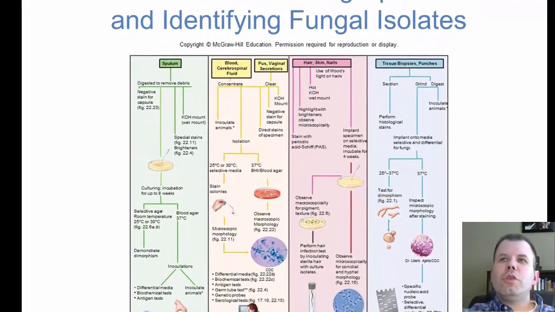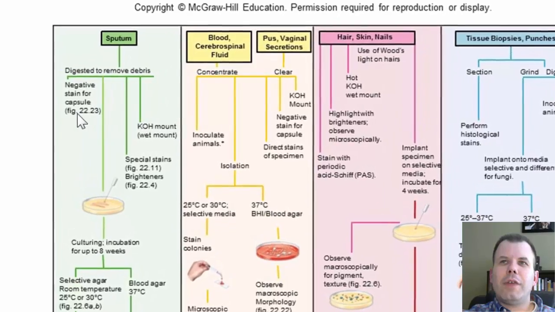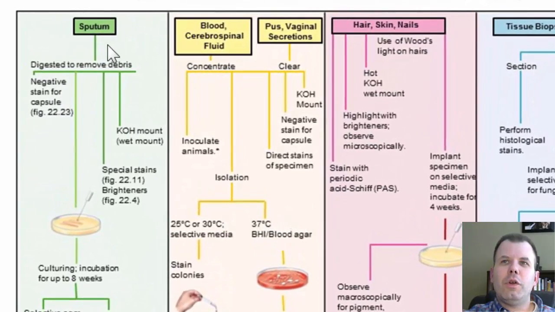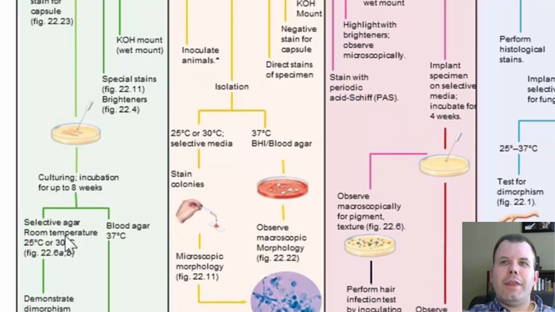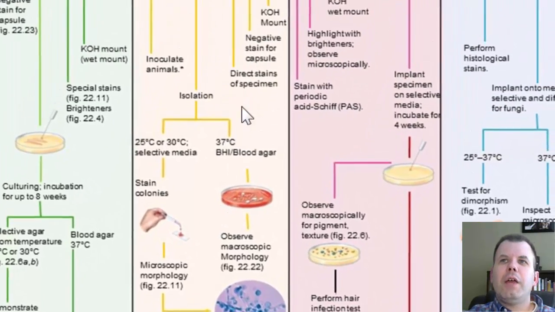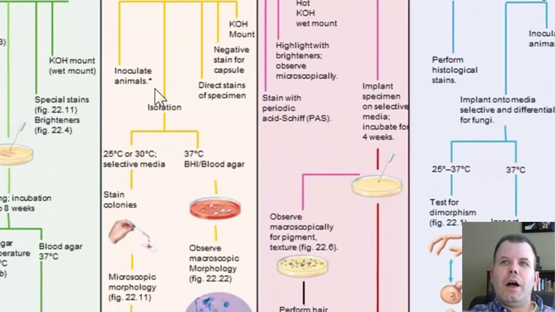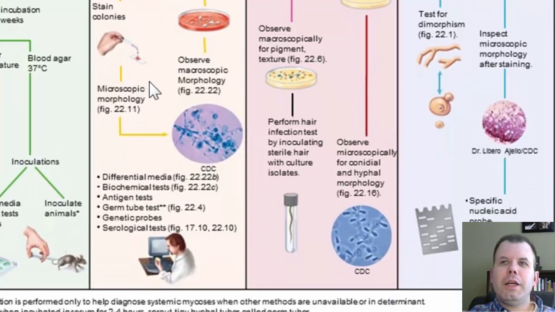Okay, this shows you again methods of processing specimens, and a lot of these are taken. So the first one would be sputum. You can grow it on a plate and then look for selective agar, demonstrate dimorphism. Sometimes you can do inoculations and do antigen tests, inoculate animals and that stuff. If you're talking about blood, cerebrospinal fluid, pus, vaginal secretions, again, plating on selective media and looking at morphology once it's growing on a plate.